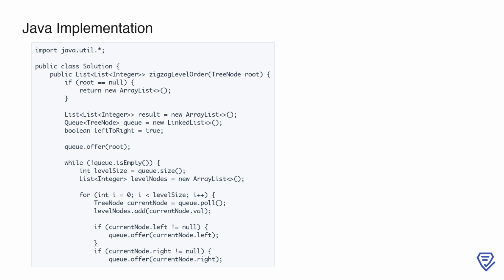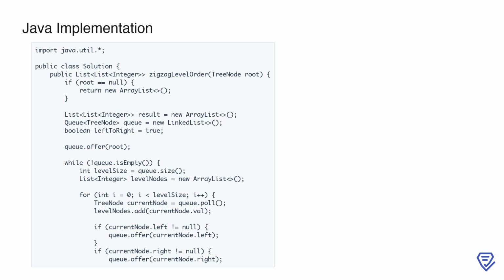First, we handle the edge case where the tree is empty by returning an empty list. Next, we initialize our result list to store the final output, a queue to facilitate level order traversal, and a Boolean variable left_to_right to track the direction of traversal for each level. We then add the root node to the queue to begin the traversal.